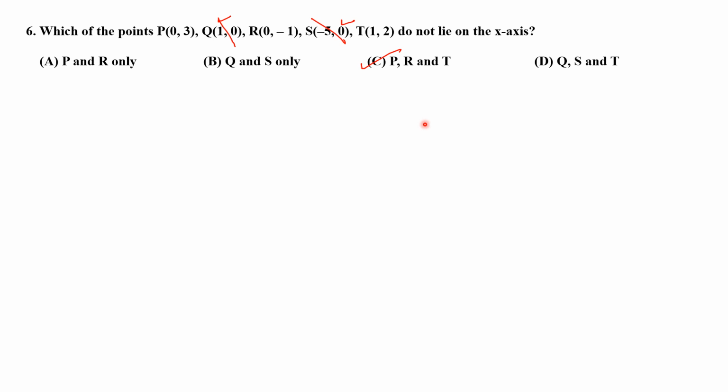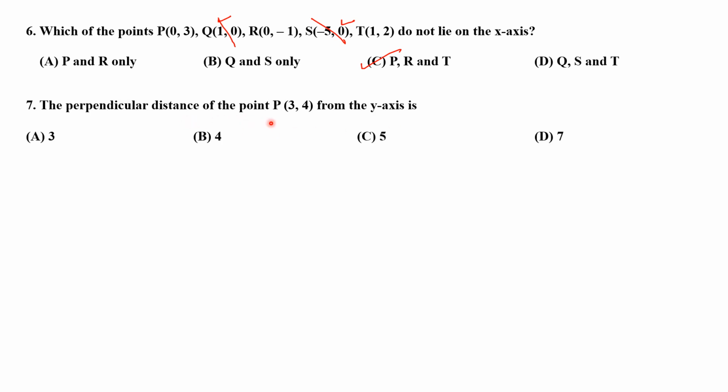Now moving to next question. The perpendicular distance of the point P (3, 4) from the y-axis is. Now, if you remember, I always say the perpendicular distance of the point from the y-axis will give the x-coordinate. It's ulta. The perpendicular distance from the y-axis will give you the x-coordinate. So here you see what is the x-coordinate. X-coordinate is 3. So from here you will get the answer as 3.